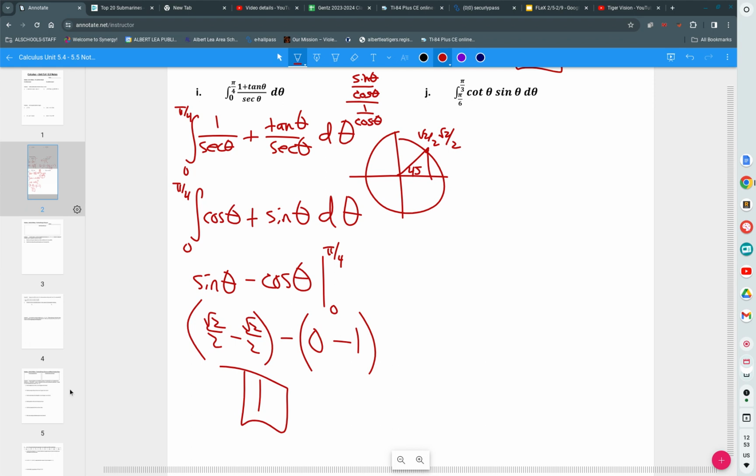All right, last example. We'll see if you can get this one. Talk to the person next to you. What would you do for letter J? Think about how you'd start this.